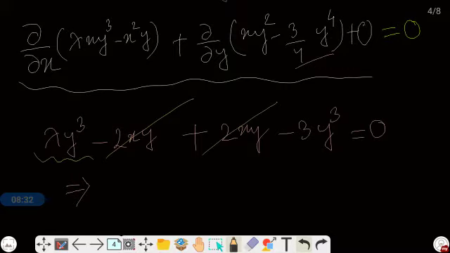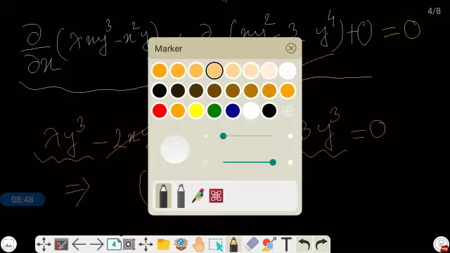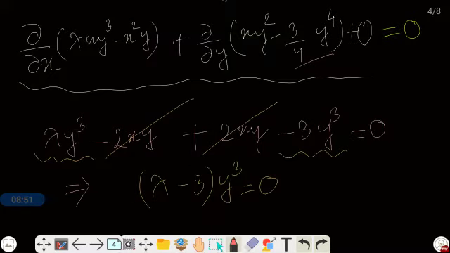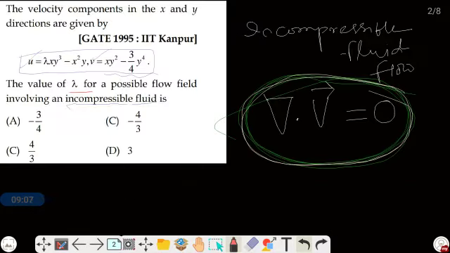Now lambda y cube minus 3y cube. So lambda minus 3 multiplied by y cube is equal to 0. So basically this term is equal to 0. So if lambda minus 3 is equal to 0, then lambda is equal to 3. This is our answer. So lambda is 3, option D.